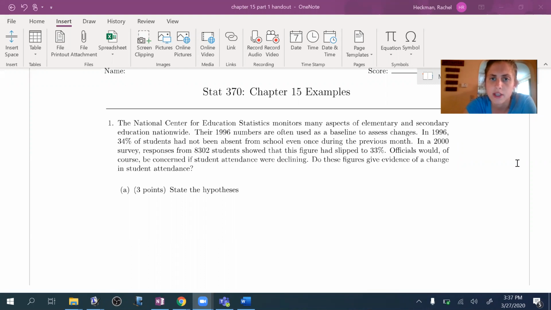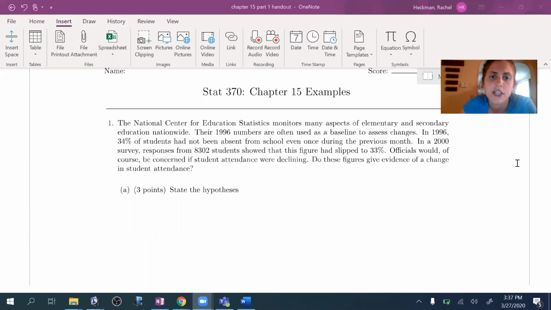Right away in chapter 15, they talk about hypothesis testing with proportions, and then they'll talk about it with means or averages. So it's important to notice what kind of problem you have. Is it a proportion problem or a mean problem? Because then you know which formulas to use. So let's read through this.